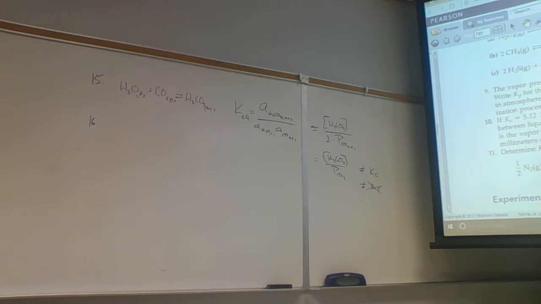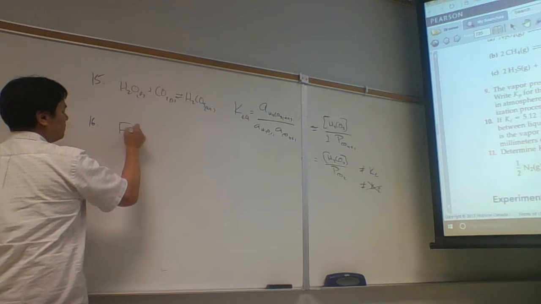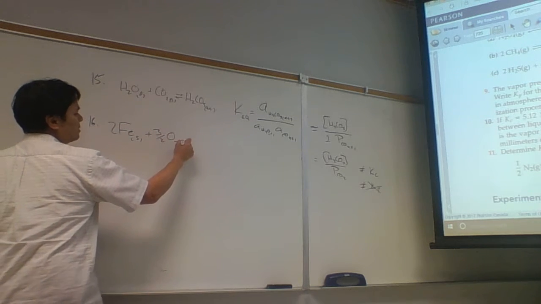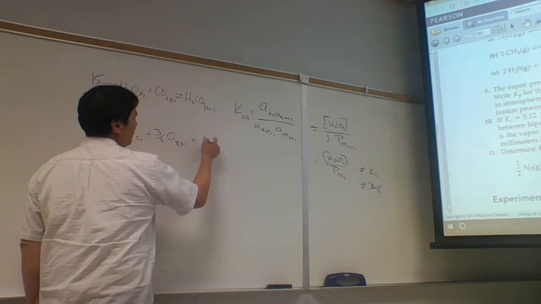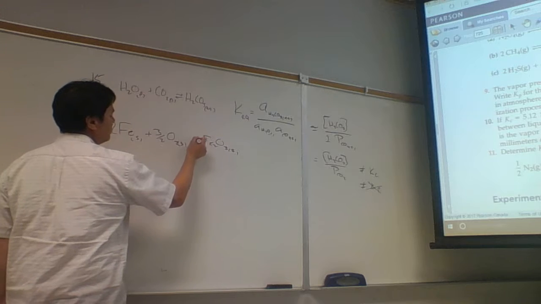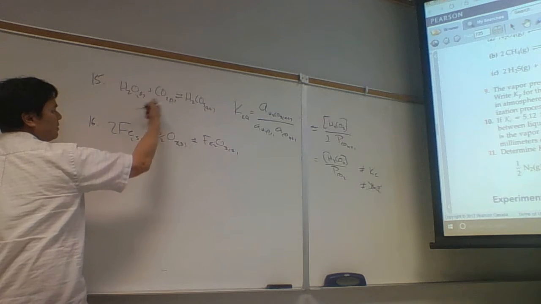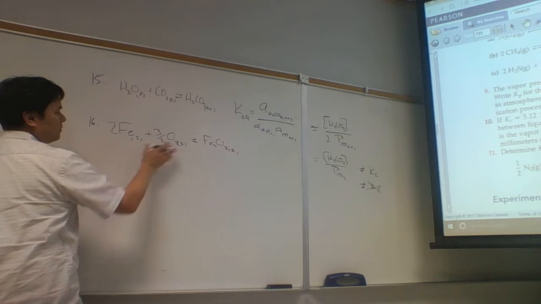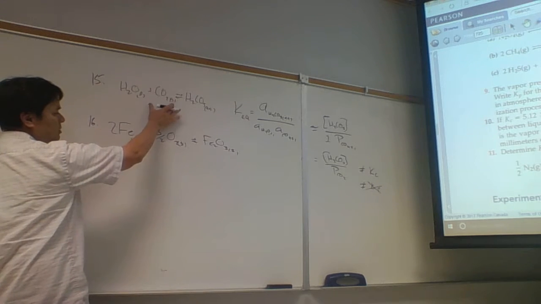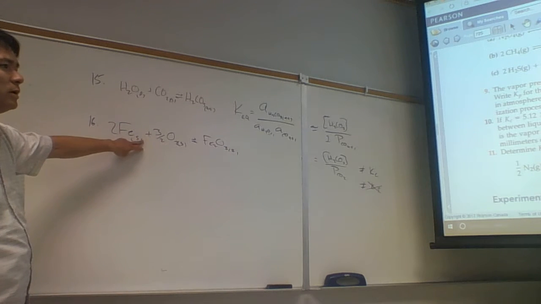All right, let's take a look at the next one here. Rust is caused by the oxidation of iron by oxygen. So 2 iron solids plus 3 halves O2 gas gives us Fe2O3 solid. Now this reaction is going to be heavily favored to the right. The previous reaction is heavily favored to the left. And so when we look at this reaction, the K should be a big value. For the previous reaction, the K should be a small value, much less than 1. This one should be much greater than 1.